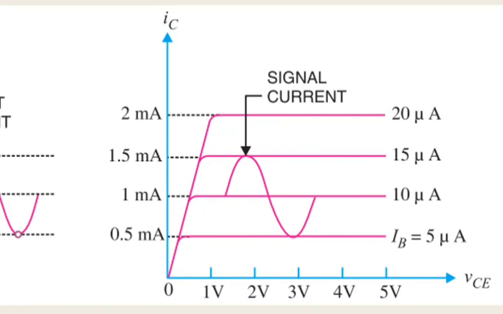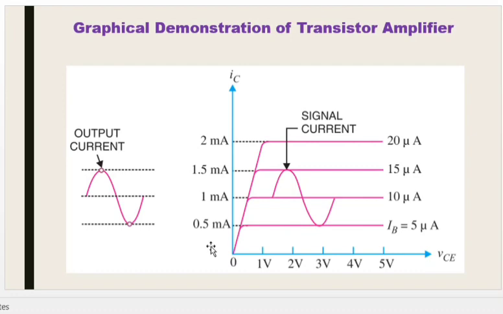So if the current has this value, what will be the voltage? Any idea? The current value is in between 0.5 and 1.5. Because of the positive half cycle, during the positive half cycle it will be 1.5, and during the negative half cycle 0.5. Okay, so the average range is between 0.5 to 1.5 milliamps. We will do some problems regarding this concept later.